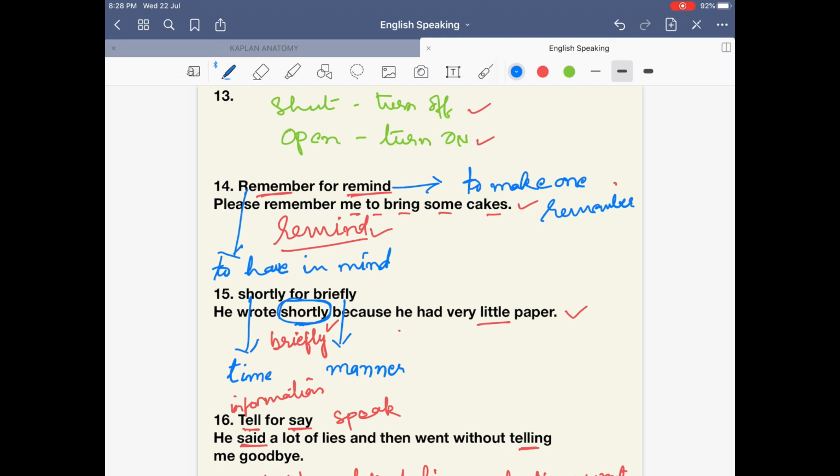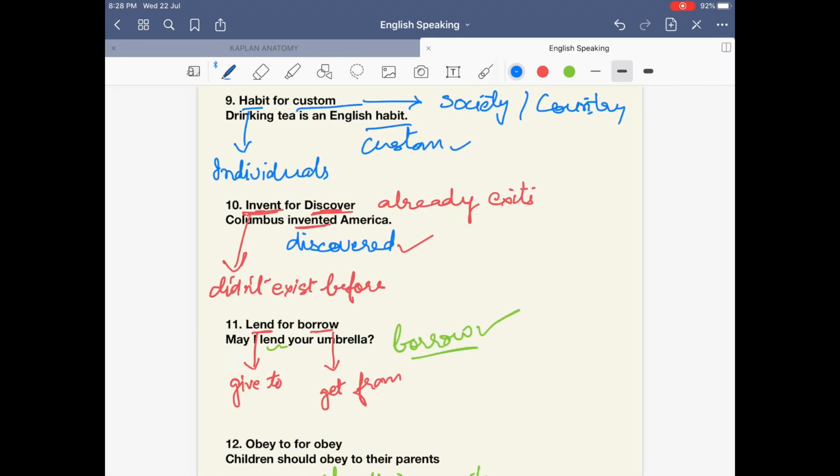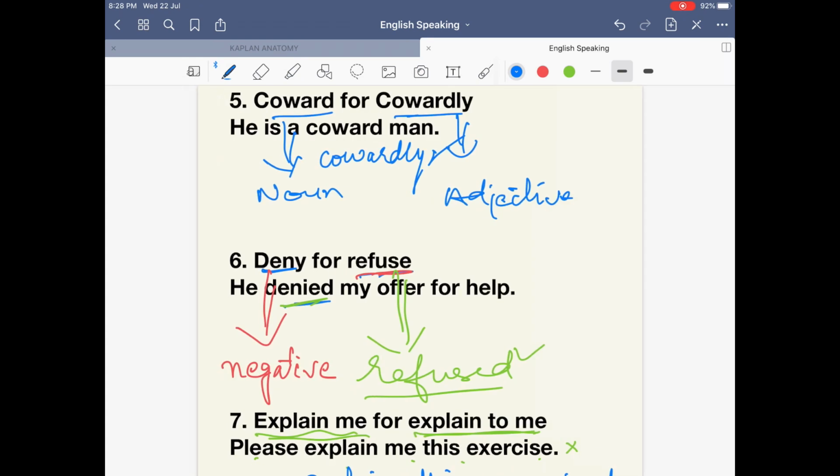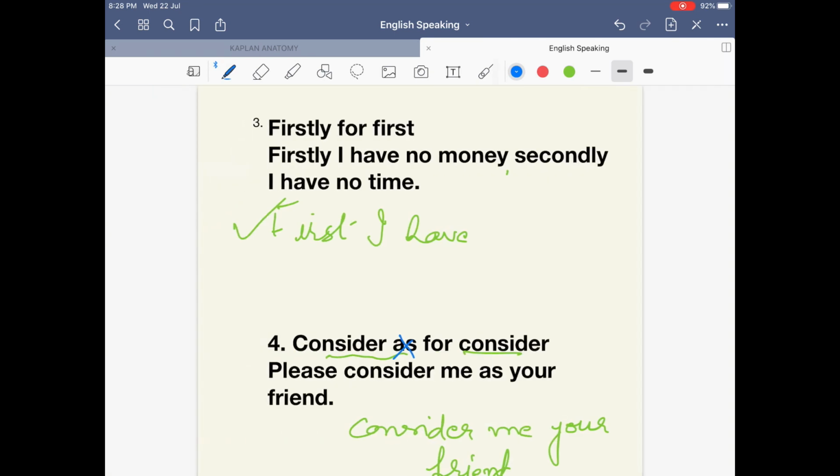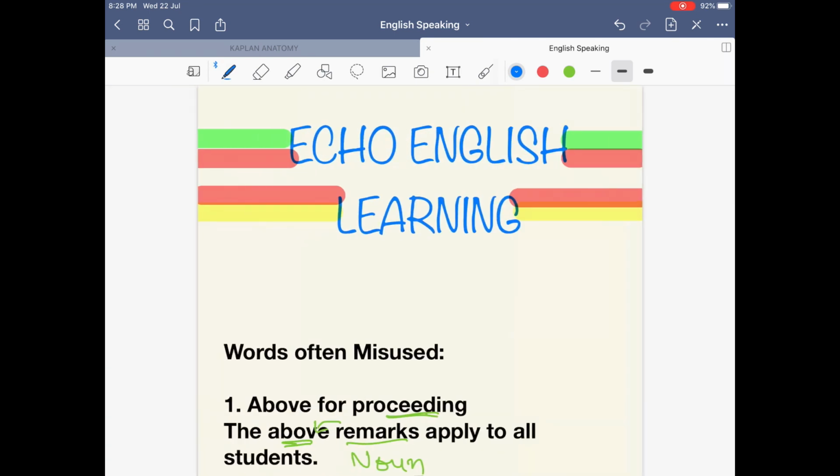So let us go back and see what we have done. You may note it again by taking a screenshot. This is the exercise we have done to locate the errors in words that are often misused. In the upcoming videos, I will be taking up the errors we find in dealing with the parts of speech, and we will be correcting them and learning more.